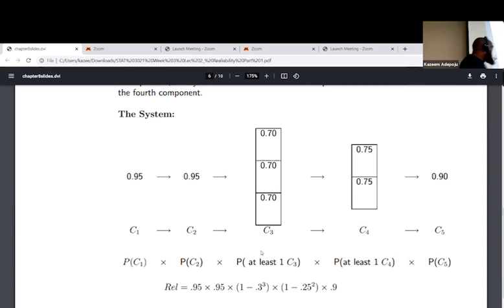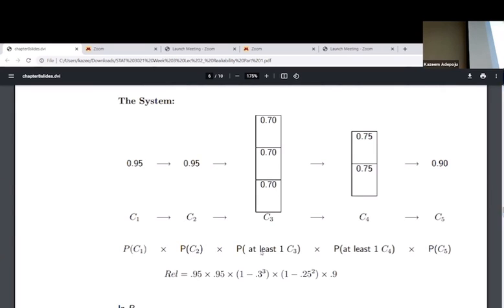Now, what am I going to do? The ones in series, I'm going to multiply their reliability. C1 and C2, they are in series, so I'm going to multiply their reliability. But if you take a look at C3, it's a parallel connection. What I need to do is first find the failure of each component, and after that, I'm going to multiply them. Then I'm going to subtract from 1. And that's exactly what I'm doing here.